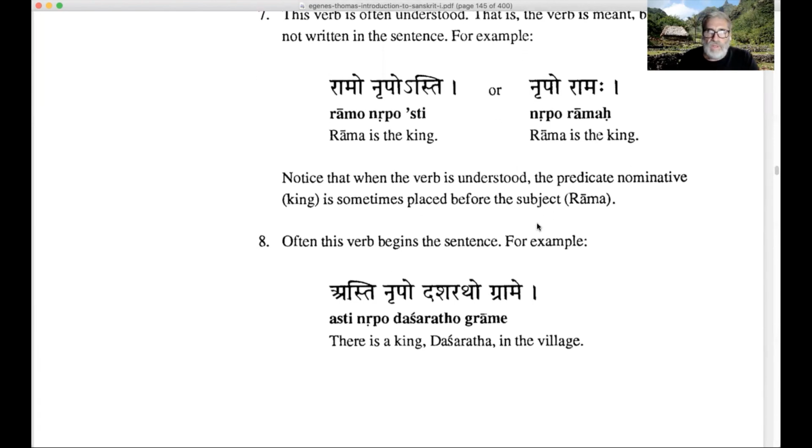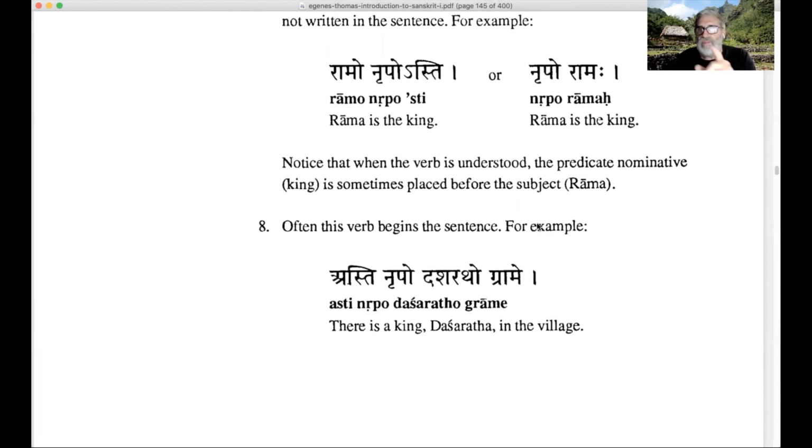Notice that when the verb is understood, the predicate nominative, king, is sometimes placed before Rama. What he's saying is that in the first complete sentence, Rama came first and then came the king: ramo nripo'sti, ramaha nripaha asti.